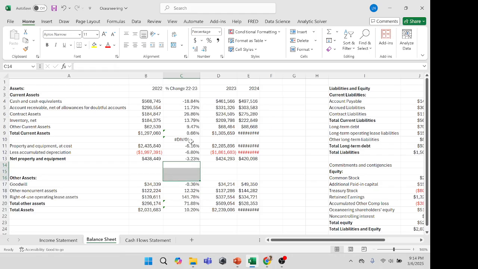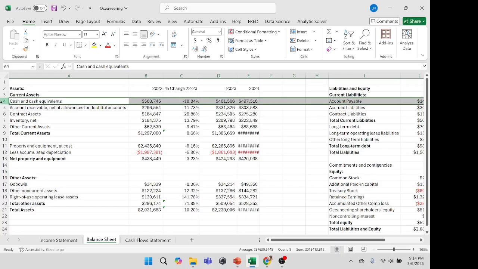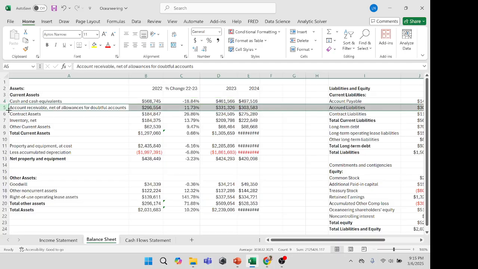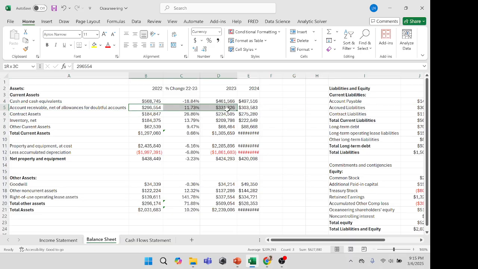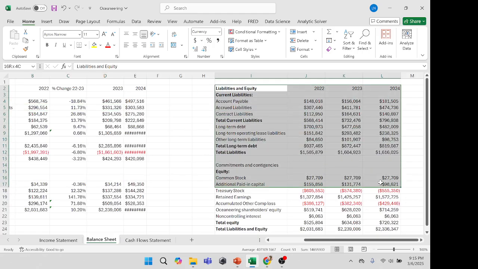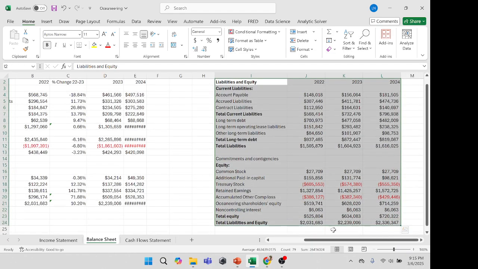Okay, so you see the cash account. What does it mean when it goes down? Is it a good thing or is it a bad thing? You have to do analysis on that. This account, is it increasing? Is it a good thing or is it a bad thing? And you're going to do the same for your liabilities and equity as well.